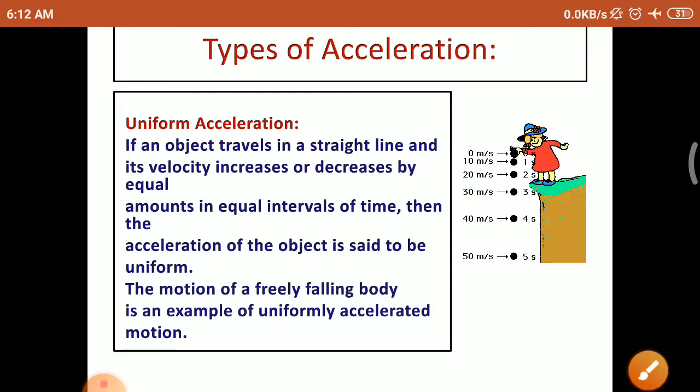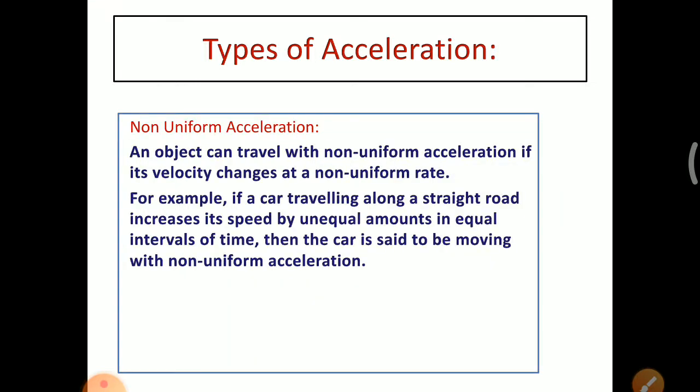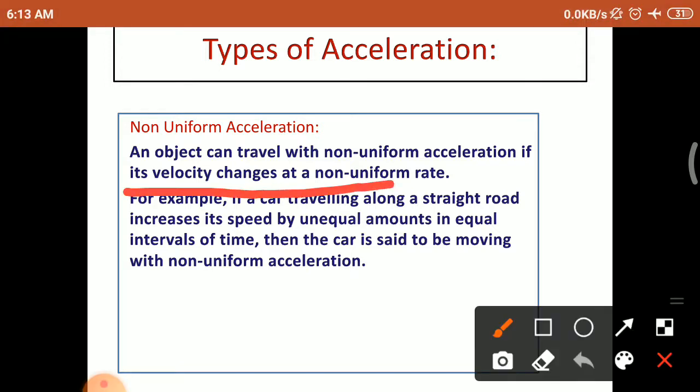Non-uniform acceleration means the velocity of the object is not constant at intervals of time. An object can travel with non-uniform acceleration if the velocity changes at a non-uniform rate. If the velocity is changing, then we can say that it is non-uniform acceleration.